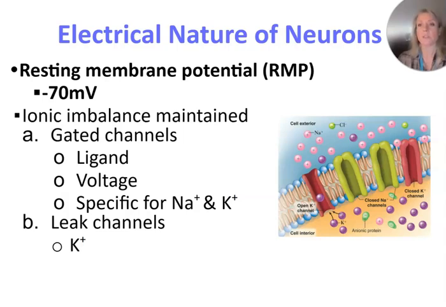Letter B are leak channels, and these are channels that are going to let a trickle of potassium leave and enter the cell. And so this is also going to help keep the inside of our cell negative, because potassium is a positively charged ion, and so if it leaves a certain area, that means that that area becomes more negative.